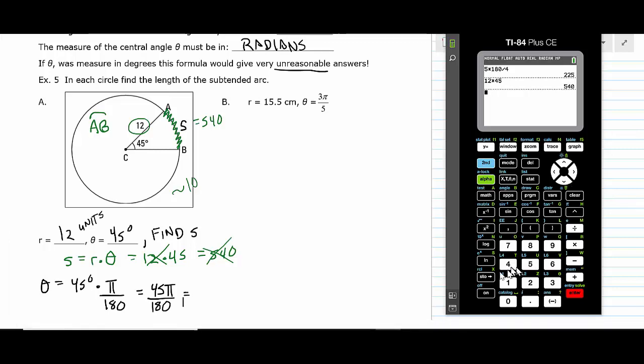Now, you could reduce the fraction on the calculator if you wanted to. So we go 45 over 180. That's 0.25. I hope you know that that's a fourth. So that actually just gives you pi over 4. Okay, that fraction reduces down like that.